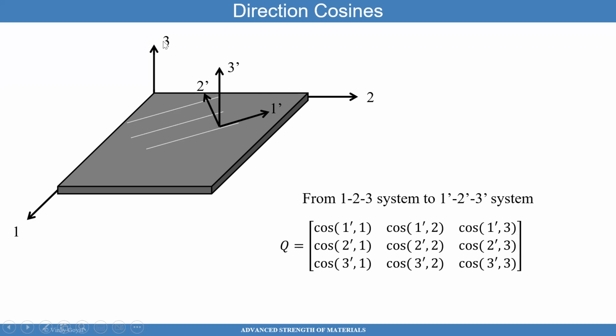So the angle between the 3 and 3 prime is 0. So the cosine of 0 is 1. So we can fill that out, is obviously 1.